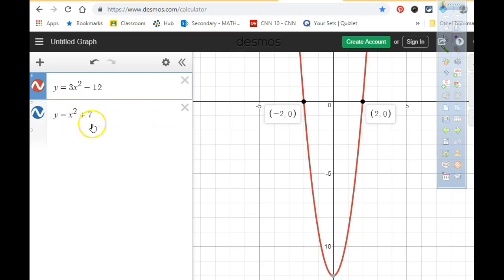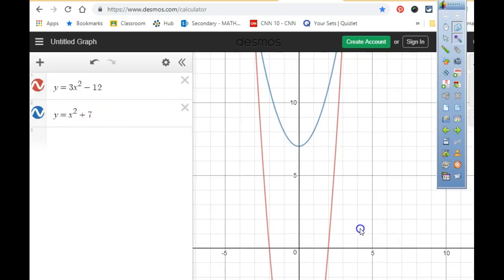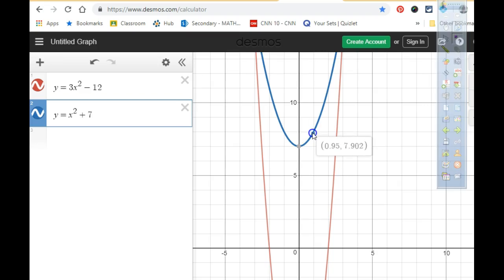When you graph number 9, y equals x squared plus 7, I can see the vertex. If I plug in 1, I get 8. If I plug in negative 1, I still get 8. So you only need a few points when you are graphing those.